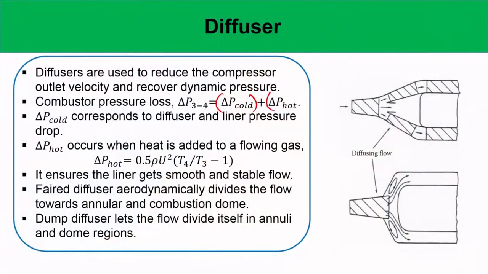So for that there is always an inevitable cold loss, and then there is a hot loss. This cold loss corresponds to the diffuser and the liner pressure drop. Now in the liner, the pressure drop also arises because of the tortuous path the flow follows through the liner, because of the cooling holes, etc.